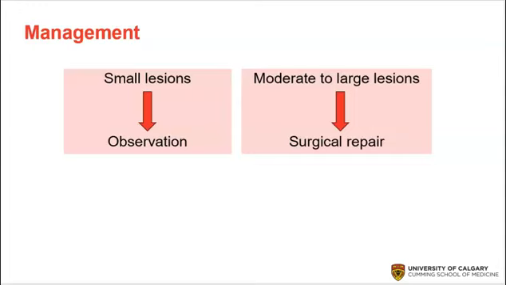In terms of general management of left to right shunts, small lesions often just require observation. Many of these will close spontaneously. These patients should be referred to pediatric cardiology for ongoing monitoring, as surgical intervention may eventually be needed. Most moderate to large lesions, or any lesion that causes hemodynamic compromise, will likely require surgical repair. These decisions are made by pediatric cardiology and the cardiac surgeons.